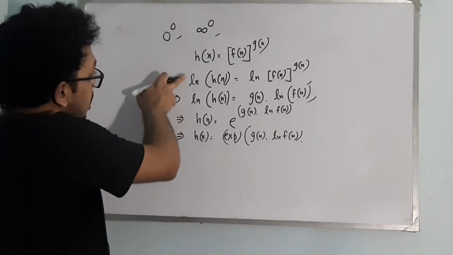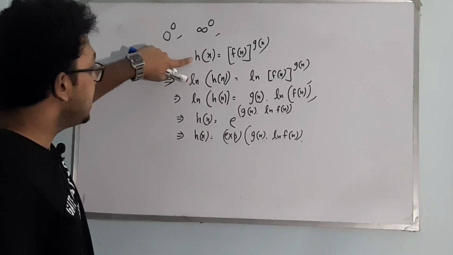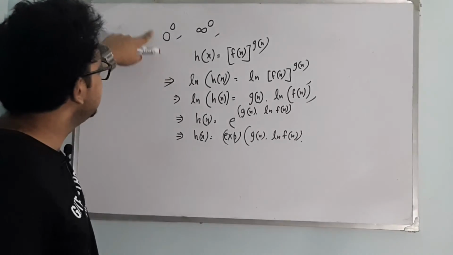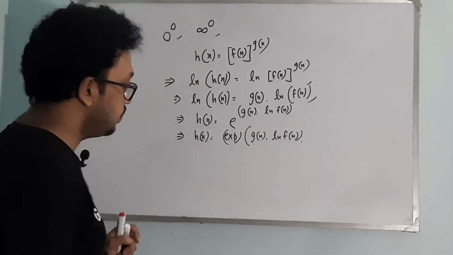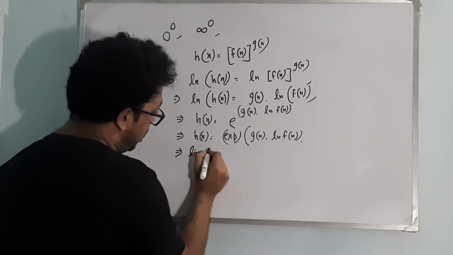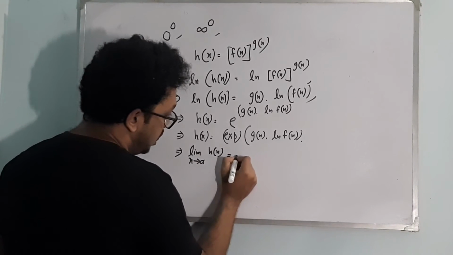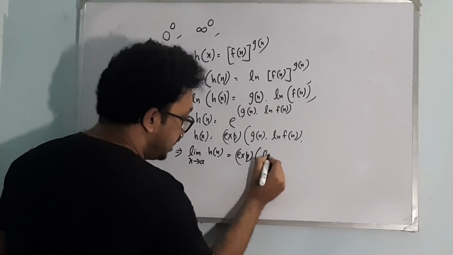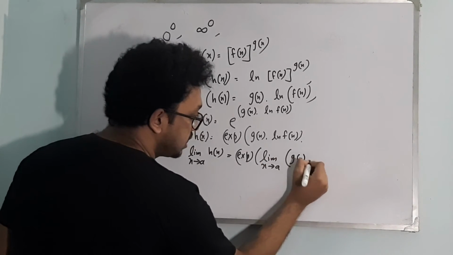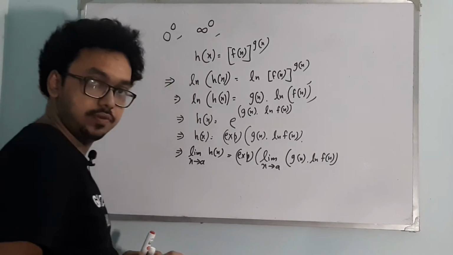Now see, what you had to do, you had to find out the limit of h(x) at some point x equal to a, where the function was either in 0 to the power 0 or infinity to the power 0 form. So now apply limit on both sides. So the limit of h(x) when x tends to a will be the same as the exponential of the limit as x tends to a of g(x) into ln of f(x). So this is the generalized form that you can use, right?